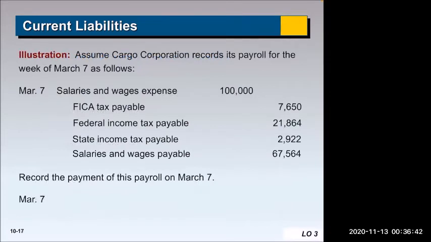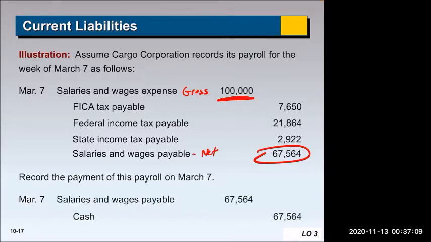Okay, so this looks like a crazy journal entry. It's just because there's a bunch of accounts, but if you look at this, I have this company that has contracted to pay their employees $100,000. Now the employees aren't getting $100,000. They're getting 67. This is the net. This is the gross. This is going to be the actual amount that's going to be paid to the employees. This is cash going out to the employees. The rest of these amounts are amounts that are being withheld from your paycheck.